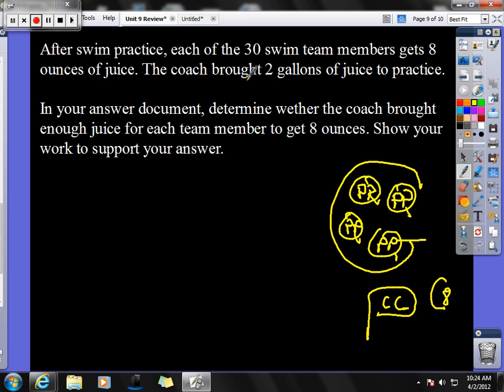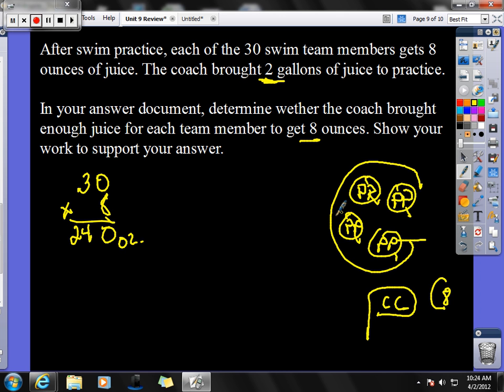So after swim practice, there were 30 team members. Each of them gets 8 ounces. 8 times 0 is 0. 8 times 3 is 24. So each of them are going to consume a total of 240 ounces. We need to determine if 2 gallons is enough.